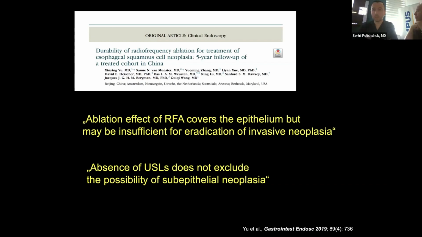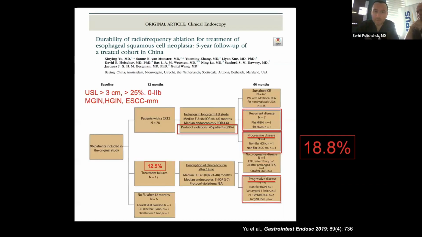Okay. Dear Professor, can you tell me once more the USL abbreviation? USL? Unstained Lugol areas. Unstained Lugol areas, if more than 3 centimeters.